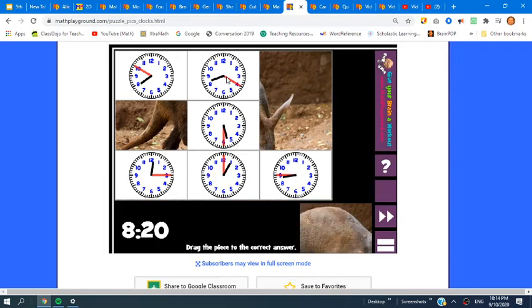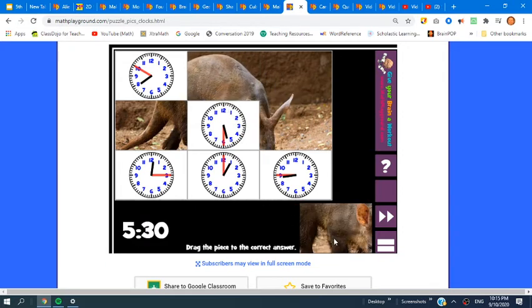8:20. Oh, found it right away. 8, small hand, and then the 20 is that 4, right? The big hand, red hand, goes on the 4 for 20 minutes past the hour.